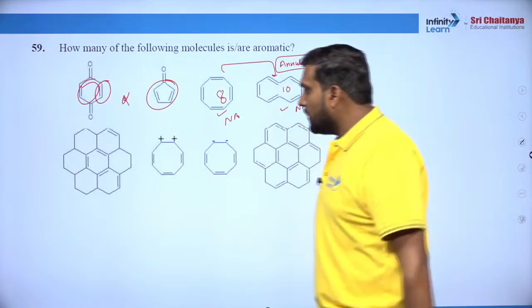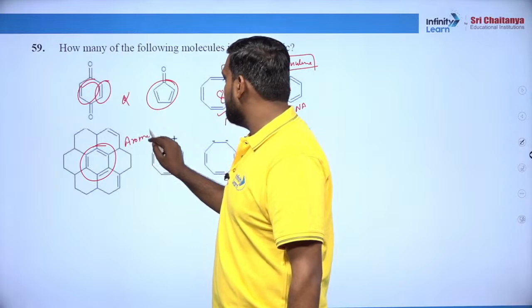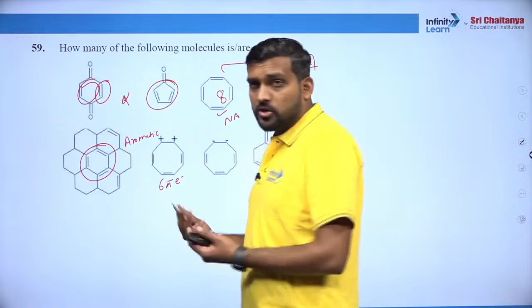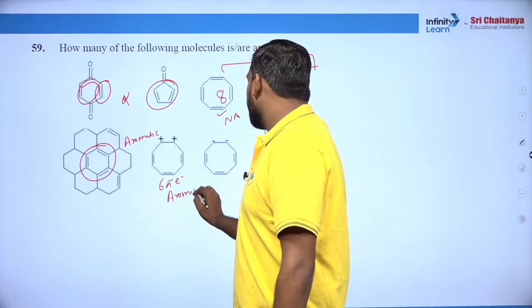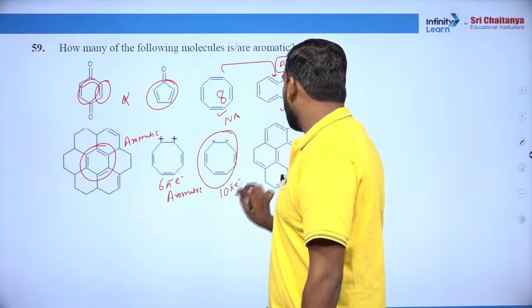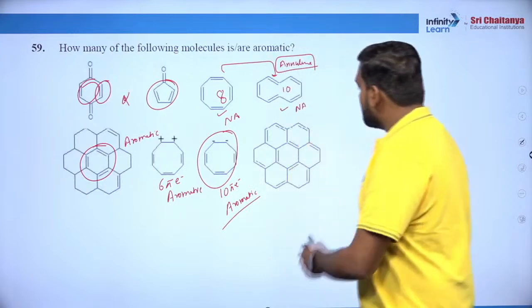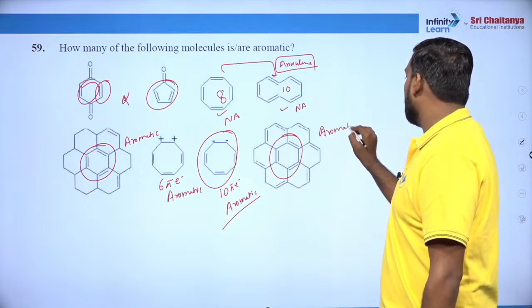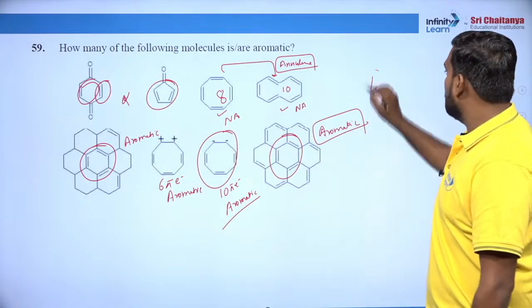So remember this. Now the next: here one ring is aromatic, so this species is aromatic, no doubt in that. Here there are 6 pi electrons, complete conjugation is there, and a cyclic structure is there, so this is aromatic. Next, this contains 10 pi electrons and complete conjugation is there, so this is also aromatic. Next, it has a ring here which is aromatic, so the whole molecule is aromatic. So 4 of them are aromatic in this question.